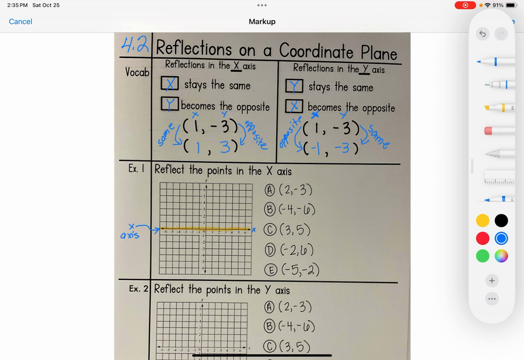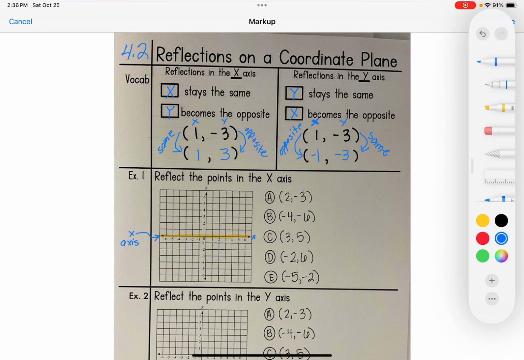So the first one is A. It's 2, -3. So I'm going to go over, starting in my origin, 0, 0. I'm going to go over 2, 1, 2, and then I'm going to go down -3. 1, 2, 3. I go down because it's negative. I'm going to plot my point right there. Okay, and when I plot my point, I'm going to call it A.